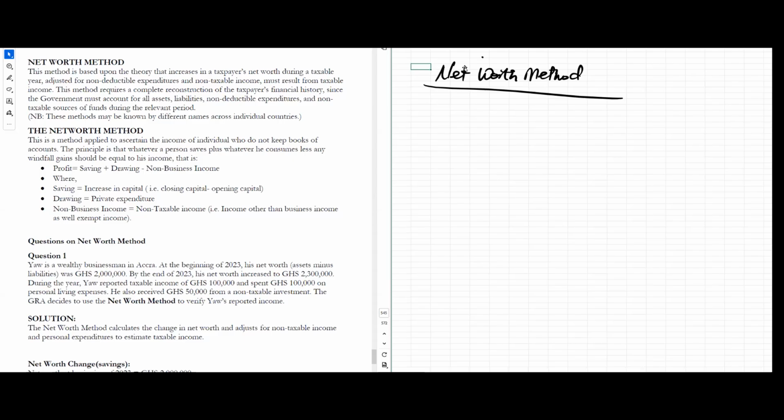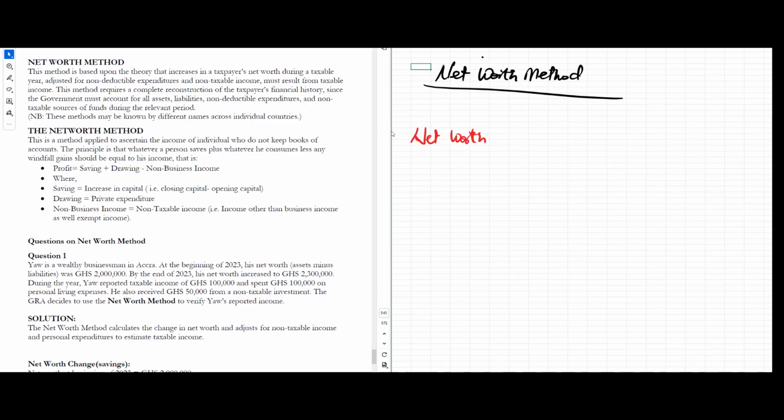Now, the net worth method is based on the theory that increases in your net worth or your capital during a taxable year, adjusted for any non-deductible expenditure and non-taxable income, must result from taxable income. You see, all the methods we have looked at go with a specific premise that whatever income you might have made came from how much you put in your bank and how much you spent. True or false? True.